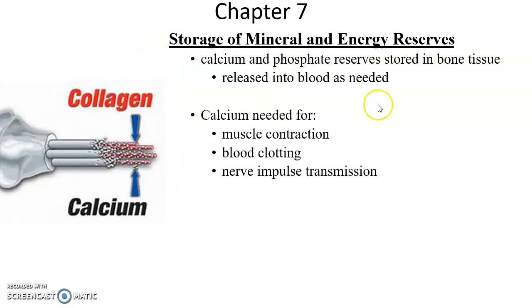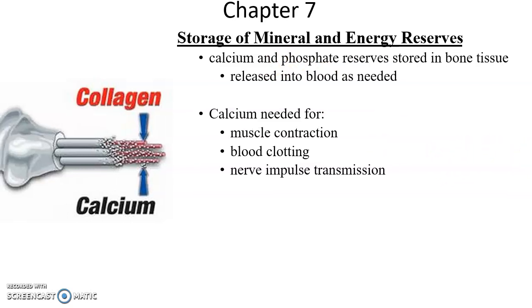Again, we store in the bones calcium and phosphate, and they are released as needed into the bloodstream or removed from the bloodstream. Calcium is very important. It's important for muscles to contract, for blood clotting to occur, and for nerve impulse transmission to occur. So calcium, a very critical mineral of the body.